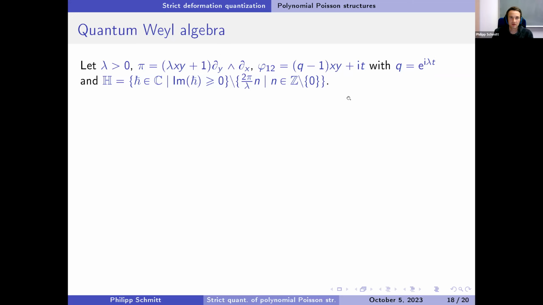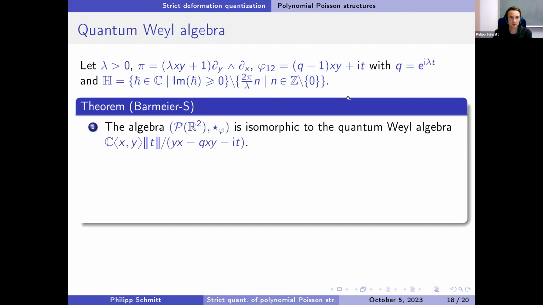And then we can just run all the machinery that I presented to you in the first parts of this talk. We get some algebra. I claim this is isomorphic to the quantum Weyl algebra just by the construction that I showed to you. So this is the free algebra in two variables, then taking formal power series and then quotienting out the ideal generated by yx minus q xy minus it.